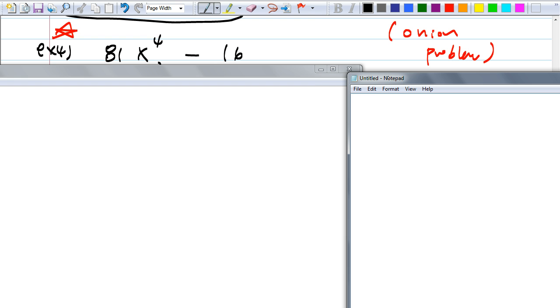Alright guys, by the way, what do you notice? Have you guys ever peeled an onion? What happens as you peel the onion? You have layers, right? You cry, okay. But then you have layers and layers.